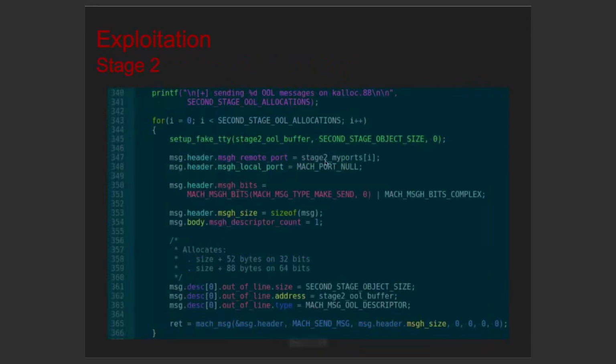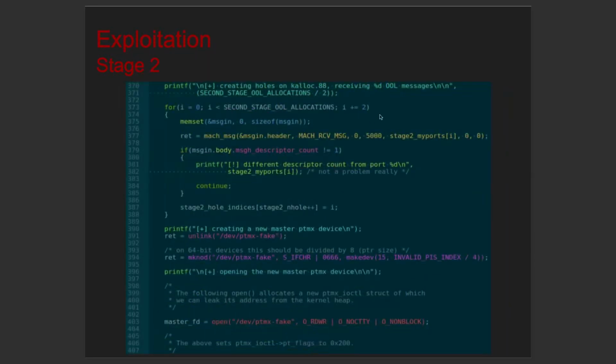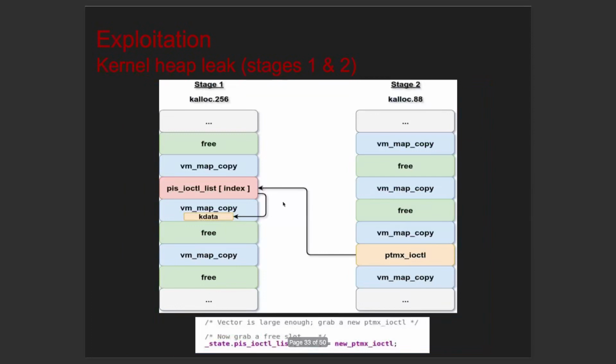I have the code here. It's very similar to the first stage, right? You spray with VMAP copy structs of size 88, max and message, right? And then you receive every second one. You create the holes on the 88 zone, and then you trigger the bug here, right? This invalid piece index number here is basically what points relatively to here, right?